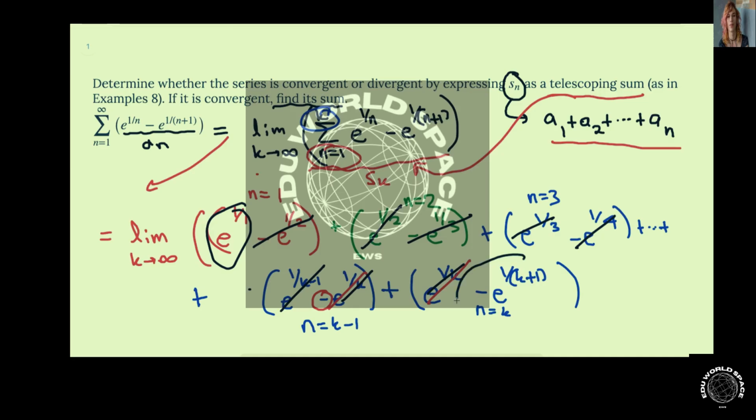However, as I go all the way to the end, I see that I have e to the 1 over k plus 1, and that won't cancel because all the other denominators are less than k plus 1. So everything has canceled except e to the 1, and then negative e to the 1 over k plus 1. So let me write that on the next page.